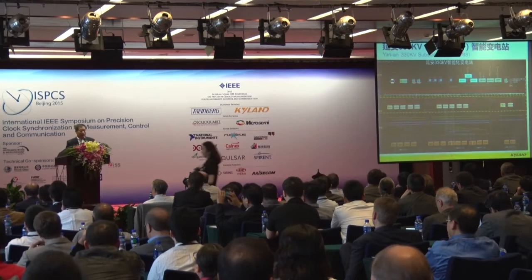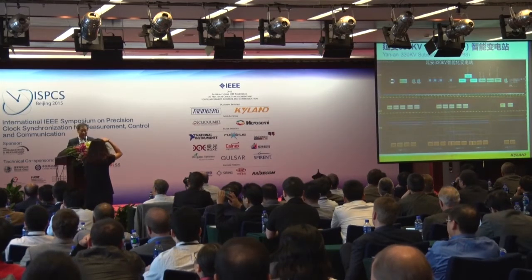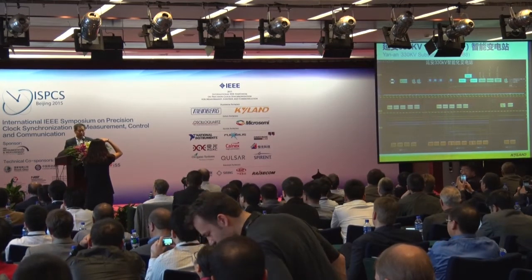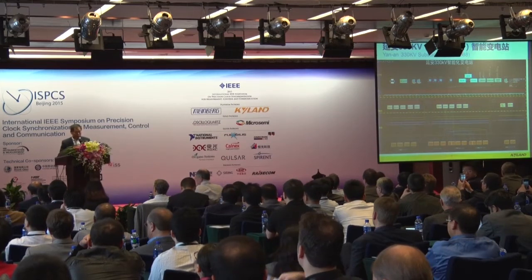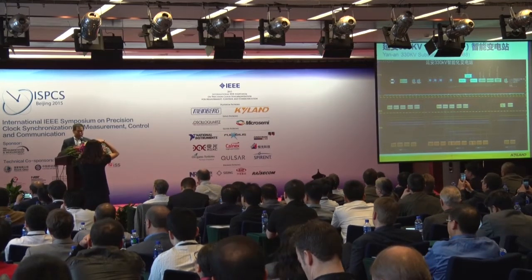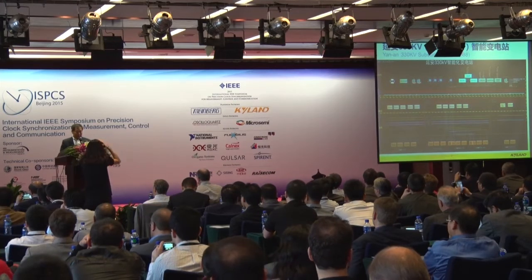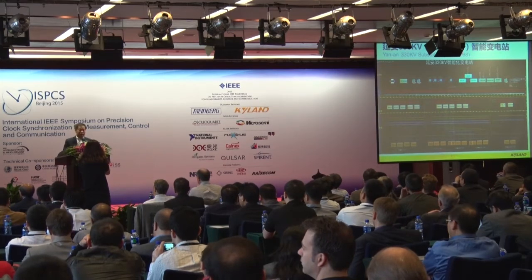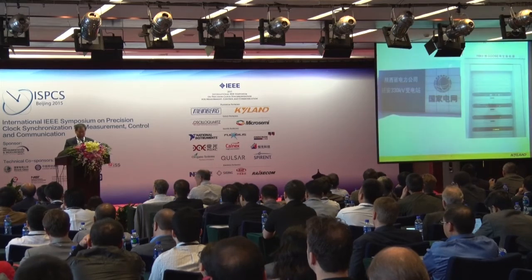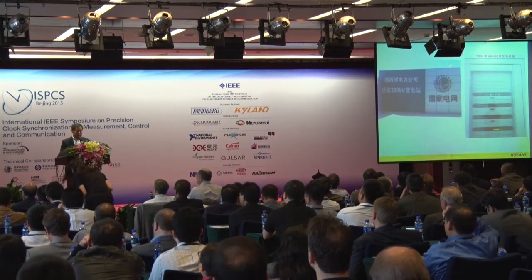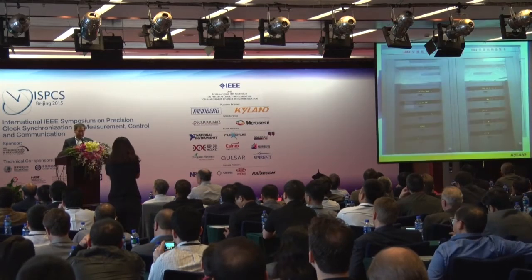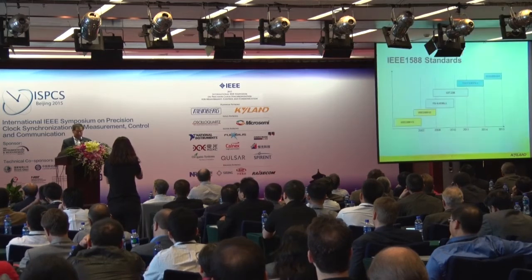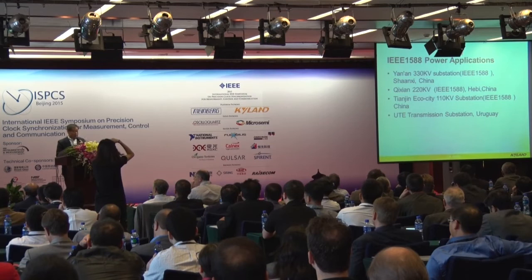Now in China, we have some applications in the smart substation. One is the Yan'an 330 kV substation. This substation uses 1588 for time synchronization of all the IEDs, bay controllers, and merging units. It's a big substation in China, for the China State Grid, Shanxi province. You can see lots of switches and clocks there.